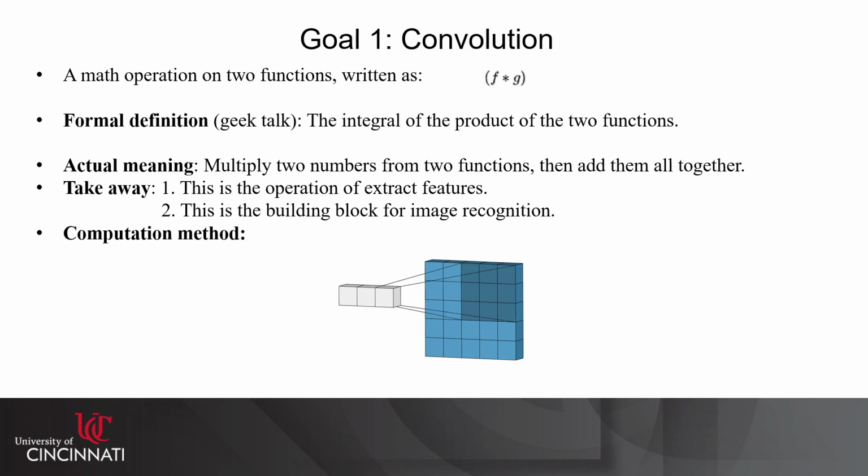The main takeaway I want you guys to know is that the convolution is an operation that enables the computer to extract different features. And this is the building block for image recognition. Without convolution, there's no way the computer can recognize features, and without features, there's no way that the computer can ever recognize anything from an image.